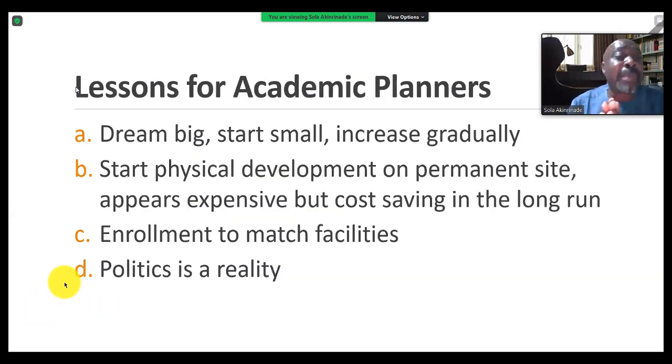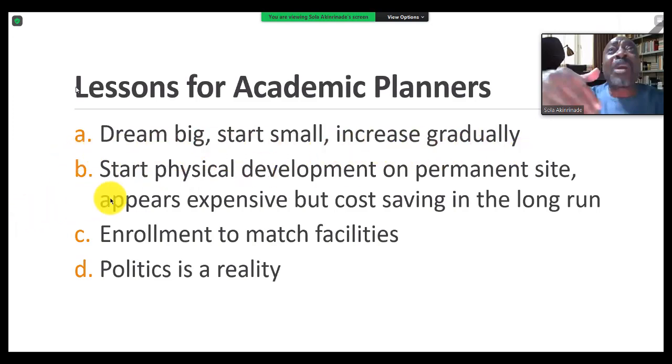What are the lessons for academic planners? I'll start with the university mantra: dream big, start small, increase gradually. Don't have 1,000 courses in year one. No. Do the things that are realistic. Cut your costs initially. Do courses that do not require big laboratories and workshops. When you have stabilized, you begin to add to them.